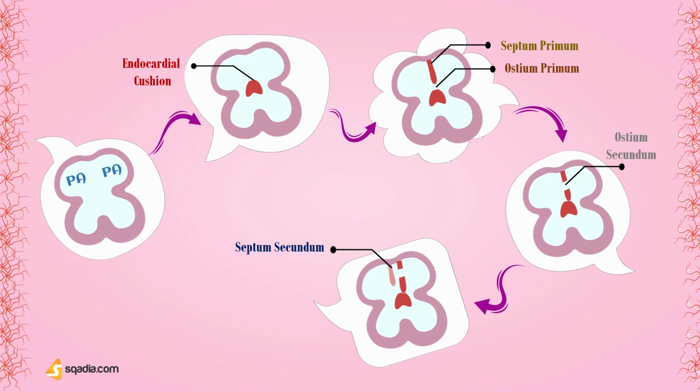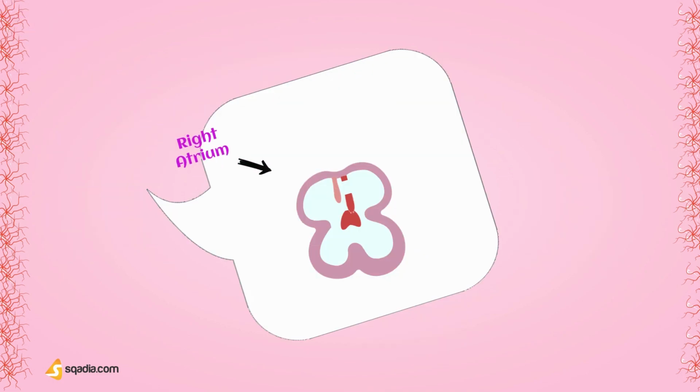Now class, pay attention. The hole and flap of the septum primum against the septum secundum form a one-way valve, allowing blood to shunt from the right atrium to the left, but not in reverse. This is the foramen ovale. Now you can see this is the right atrium, and this is the left atrium.